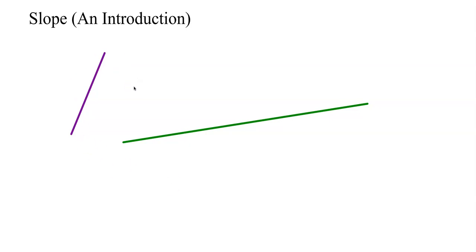Slope basically measures steepness. Now it can take on different forms as you study it more, but for this video, let's just focus on the fact that slope measures steepness. So based on that quick definition, which line has a greater slope? Do you think it's the purple line or the green line? Well, I'm basically asking which line appears to be steeper.